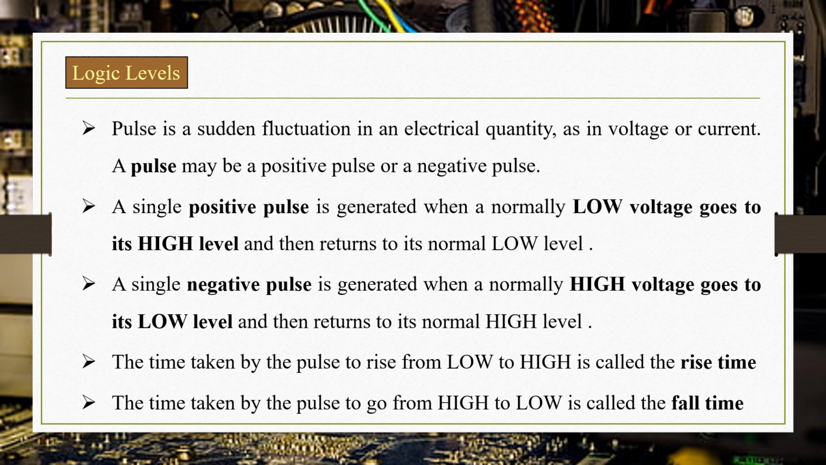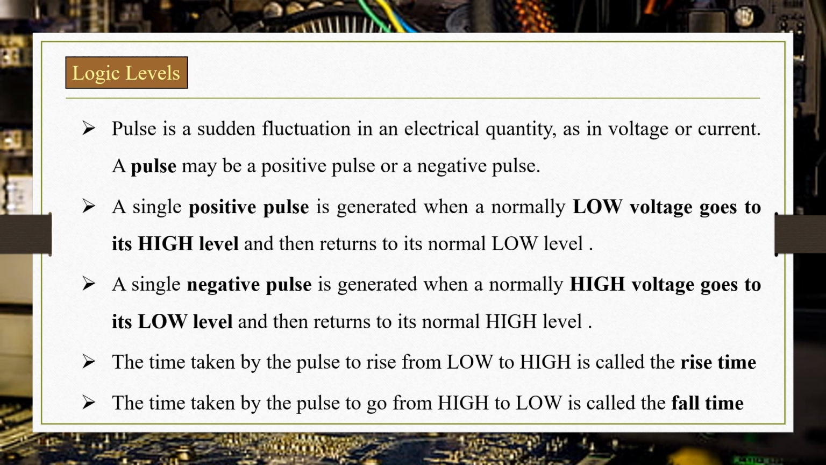Now let's look into the term pulse. A pulse is a sudden fluctuation in an electrical quantity such as voltage or current. That is, a change in the voltage level or the current can be called as a pulse. A pulse can be positive pulse or a negative pulse. A single positive pulse is generated when a normally low voltage goes to its high level and then returns to its normal low level. That is, we are going to have a transition from the low to high and then high to low. So that can be called as a positive pulse.